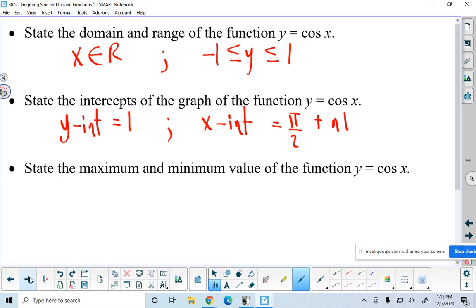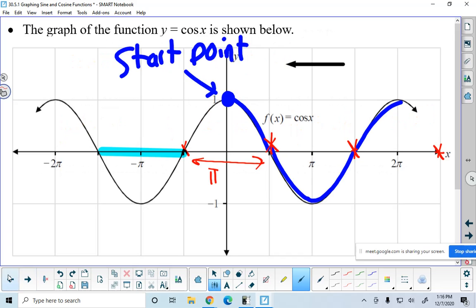Plus multiples of pi, where n is an integer. And you might say to yourself, if you go back and look at the x-intercepts of sine, there's no pi over 2 there. We just said n pi. The reason we could get away with that was the y-intercept for sine was 0, so we didn't need to write 0 plus multiples of pi. Maximum and minimum values, well, it's the same thing we had before with sine.